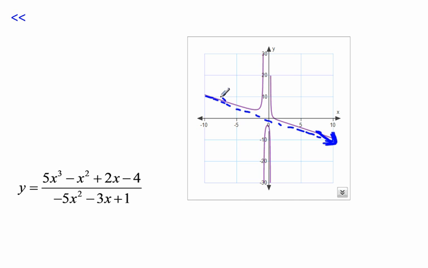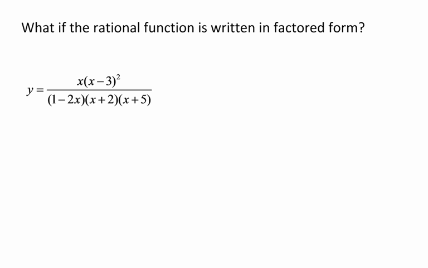And as x approaches negative infinity, f of x is going to approach positive infinity. All right, let's move on to our next slide. And in this one, we have a slightly different situation. We still do have a polynomial on top and bottom, but they're in factored form.